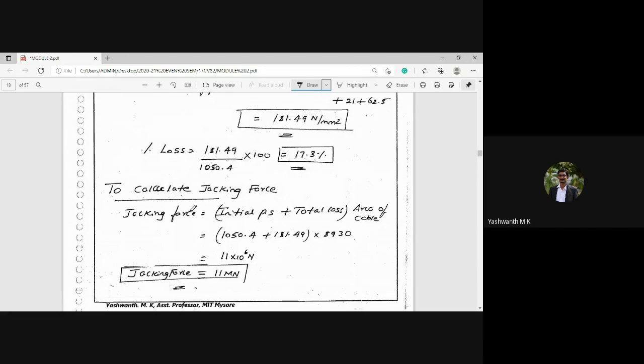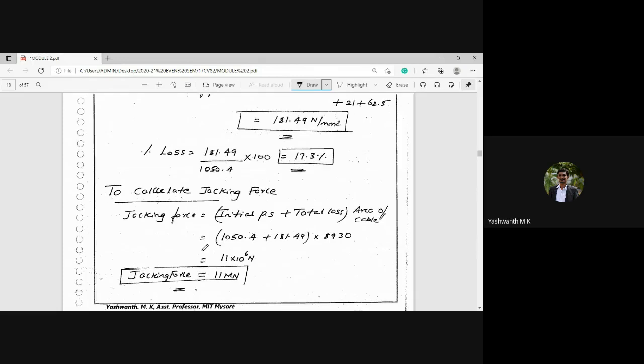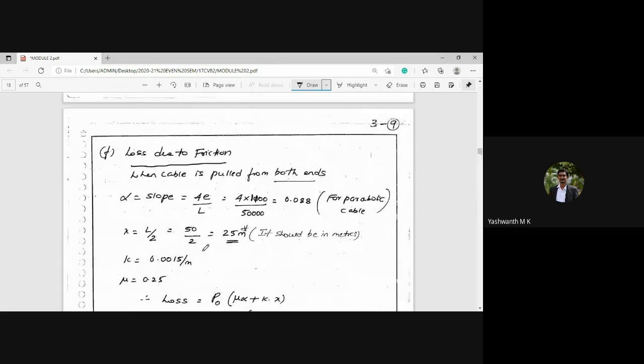How to calculate the jacking force? What is the formula? Jacking force is equal to the initial pre-stress that has been applied, and the total force that has been encountered, multiplied by the area of the cable. So all these I need to consider. Therefore, 11 into 10 to the power of 6 Newton, or 11 meganewton, will be the jacking force I need to apply. Is it clear? So like this, I need to go ahead with this particular problem.